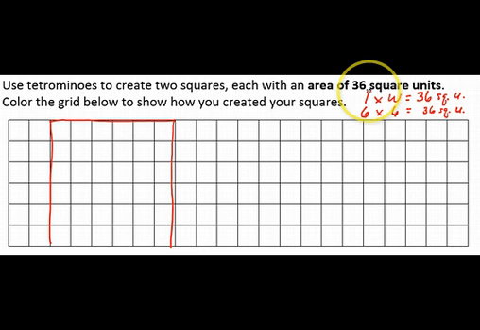Now all I have to do is take my tetromino pieces and fit them inside this square. And I'll give you an example of what that might look like. So here's an example of one square I could make using the tetromino pieces, and I know it has an area of 36 square units because it's a 6 by 6 rectangle.